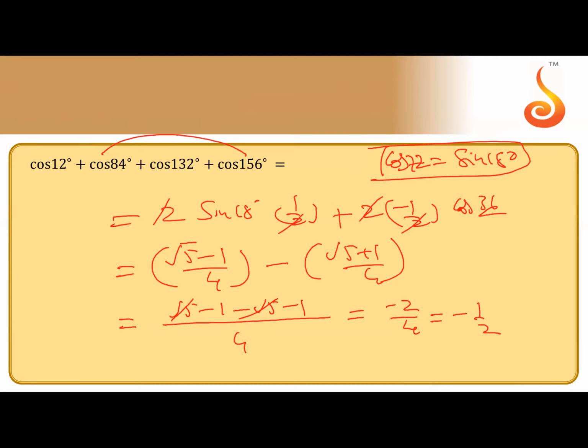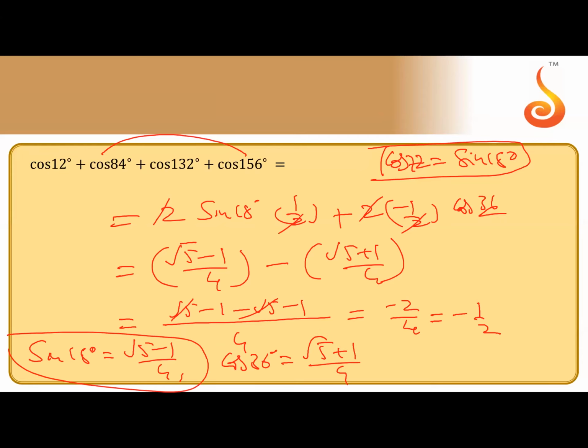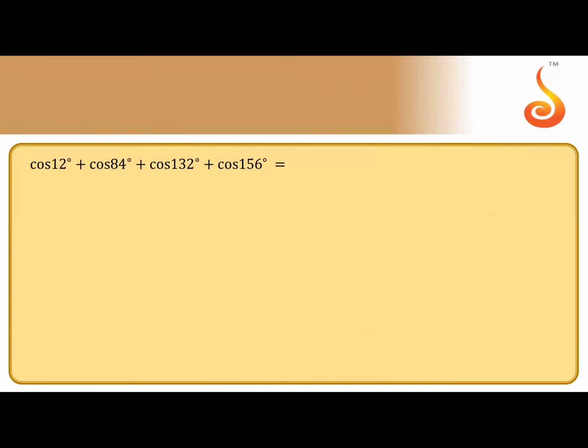I think you are all very tired. Now, the value of sin 18 degrees is root 5 minus 1 by 4. Cos 36 is root 5 plus 1 by 4. I will give tomorrow all the values. Please note down this question. These are the values. Okay, fine. See the right answer.